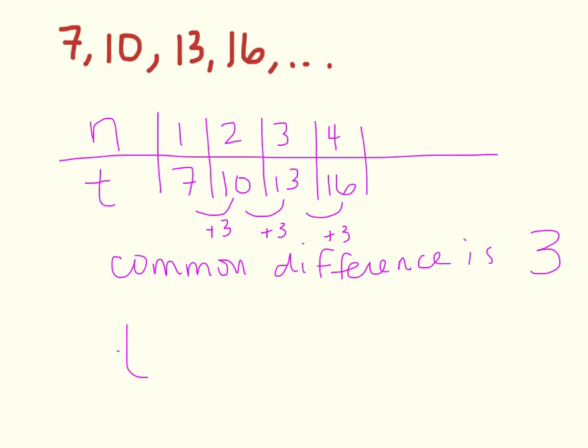So if I want to find the term, I take the common difference times the number of the term, but it's not just times 3. I found that every time I did times 3, I had to add 4 more. So my equation is going to be 3n plus 4.